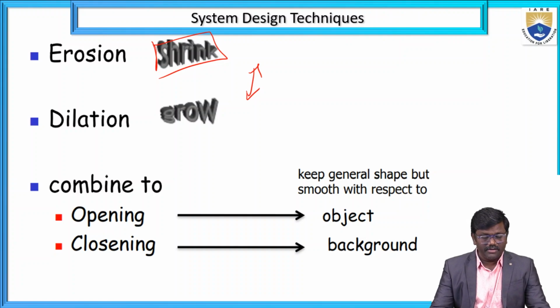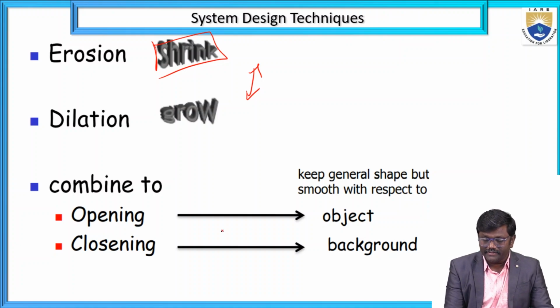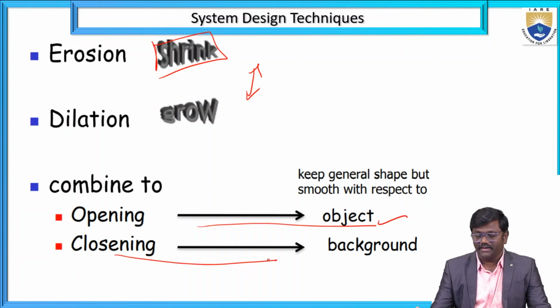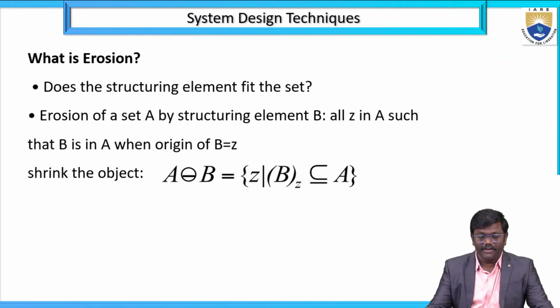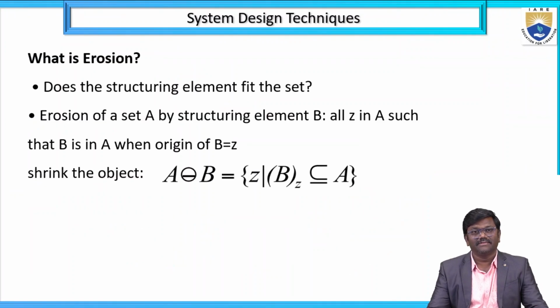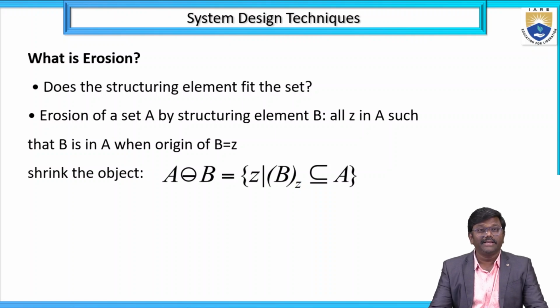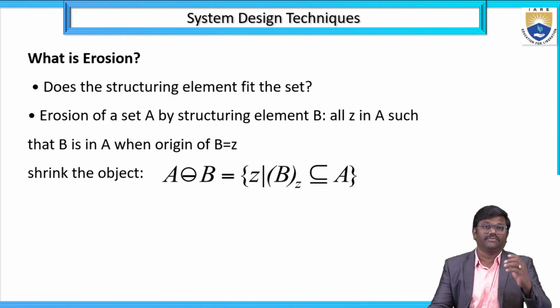So by combining the two, we understand them in terms of opening and closing. Opening concentrates only on the object. Closing concentrates only on the background of the image. Okay. So next, once we understand these simple differences between the five binary morphological operations, let me go into detail about what erosion means.